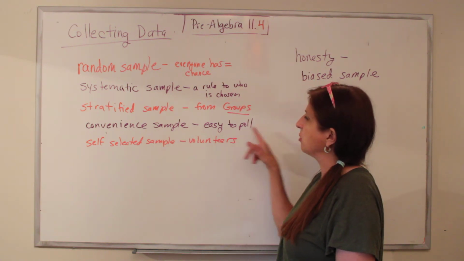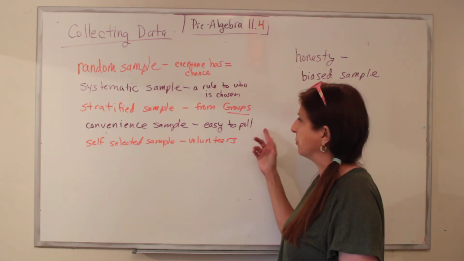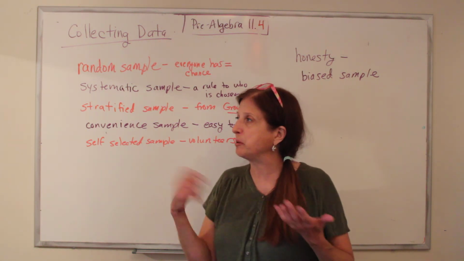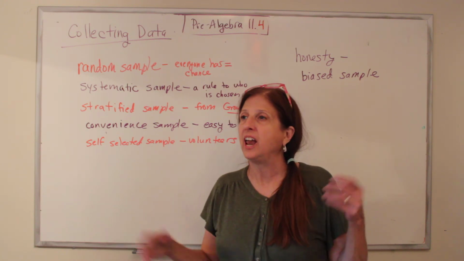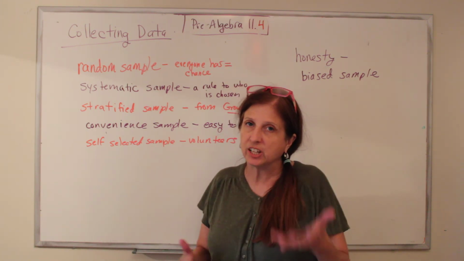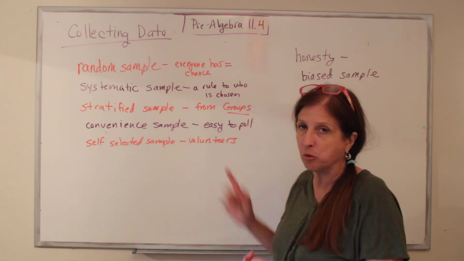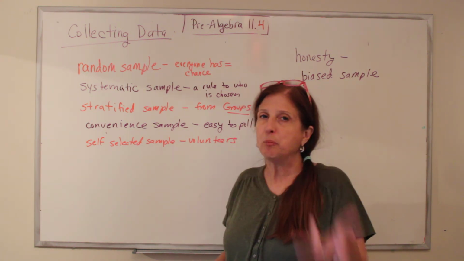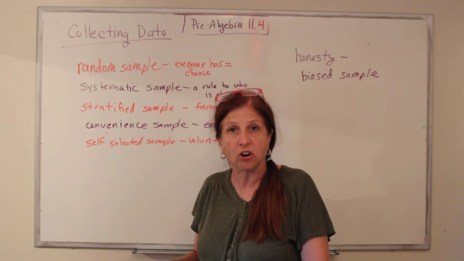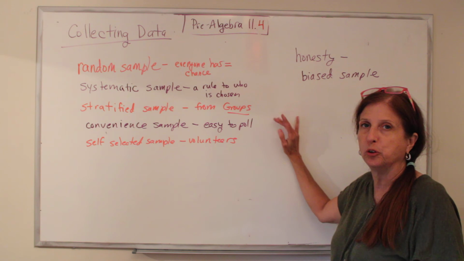Another way you can poll people is a convenience sample. People easy to poll. So you go stand at the mall, and when people walk by, you say, do you want to take a survey? And the ones who say yeah, they get polled. Now that's not a very good sample, because it's people who are at the mall. You're not getting everybody. People who are willing to talk to other people and be surveyed, people who aren't in a hurry, you're getting a very skewed poll.